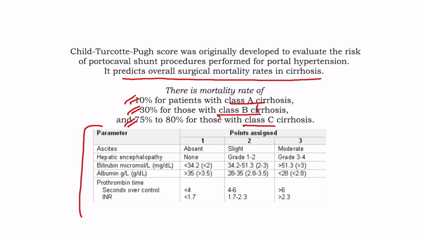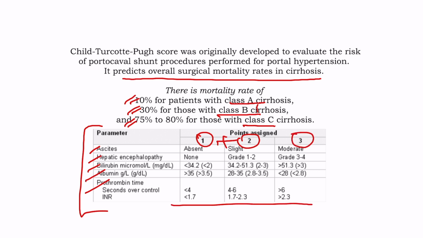There are 5 parameters: ascites, encephalopathy, bilirubin, albumin, and prothrombin time or INR. Each is given 1, 2, or 3 points based on levels, and the final score is generated by adding all of them.